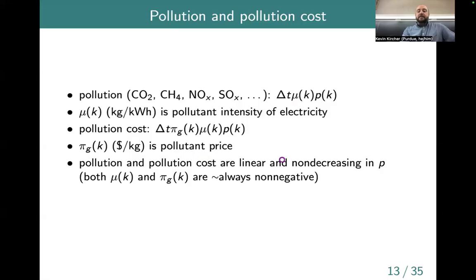Anyway, so this function similarly is always linear in P, and it's convex. Actually, it's non-decreasing if both the price and the pollutant intensity are non-negative. And in general, that would be the case. I don't know why you would ever say, I want to pay somebody to emit pollution.